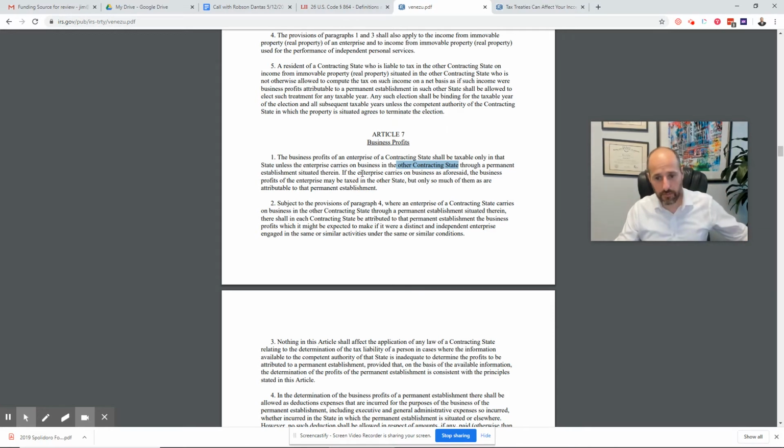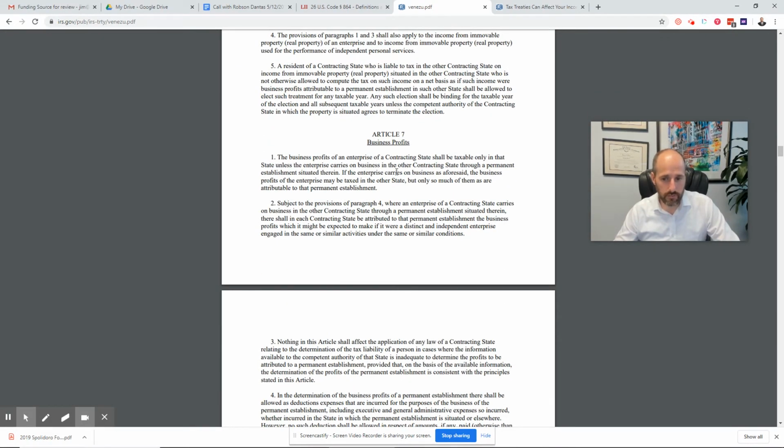If the enterprise carries on business as aforesaid, the business profits of the enterprise may be taxed in the other state, the United States, but only so much of them as are attributable to that permanent establishment. So only the income earned in the United States would be attributable there. However, it's not often a direct correlation when you have a global business, which is why very frequently international businesses, large businesses, will open a subsidiary in the US instead of even dealing with this. So whenever they have an employee or a contract or anything happening in the United States, it happens under the direction of the US company.